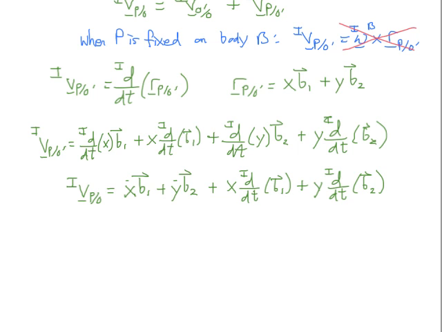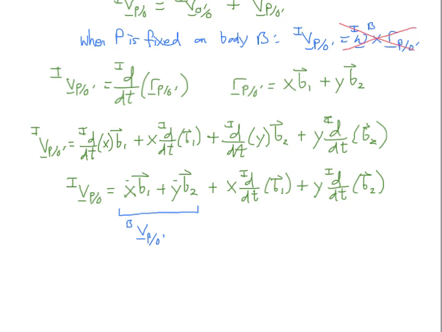So let's take a look at these two sides. Here we've got x dot b1 plus y dot b2. And we call this, or this is, the velocity of p as observed in the B frame. So we've defined this as a scalar x dot b1, y dot b2, and so we can write that as the velocity of p with respect to O prime as observed in frame B.